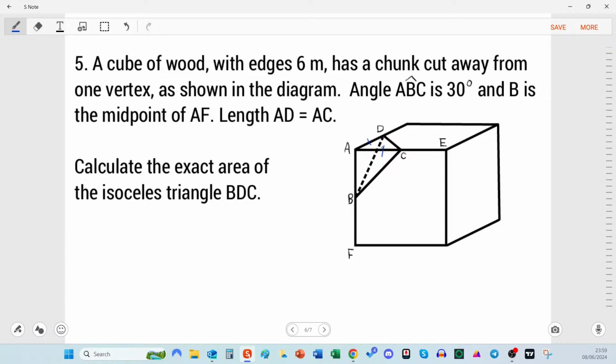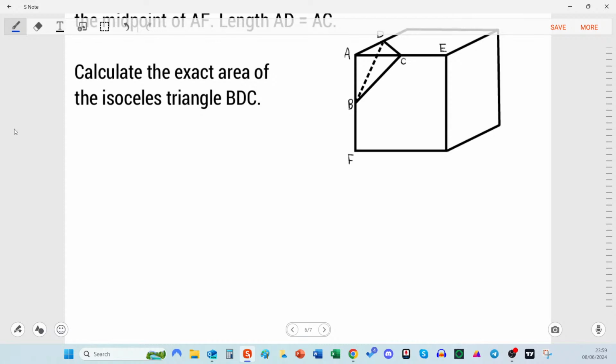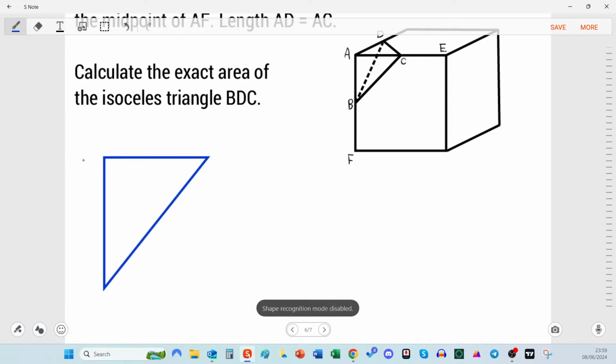BDC. Okay, so it's this thing here. And that's if the chunk's been taken off. That's what we're focused on. Okay, the exact area, you say. Time to label what we know, I suppose. So again, this is in 3D trig or 3D something because it's a 3D shape. But I'm going to make my life a wee bit easier. Now, the information given to us in the question comes from this triangle I'm about to draw. ACB.